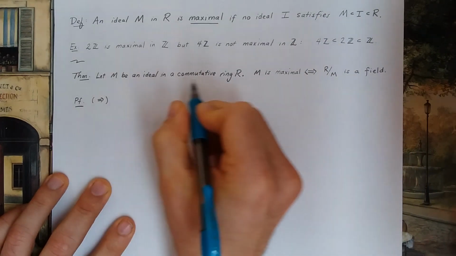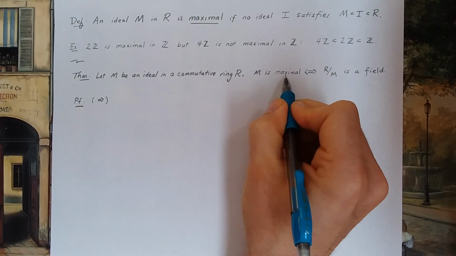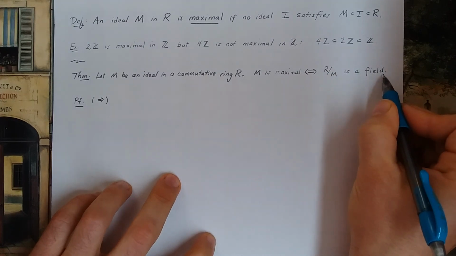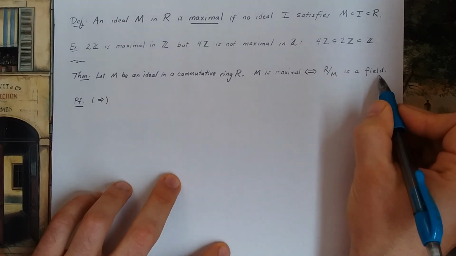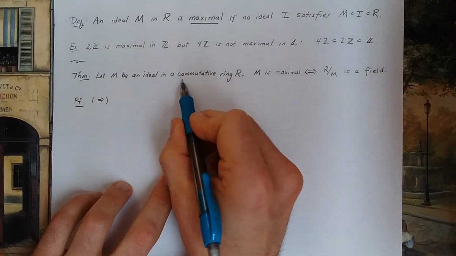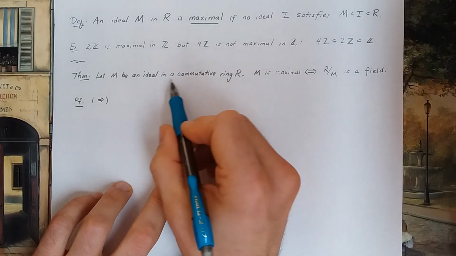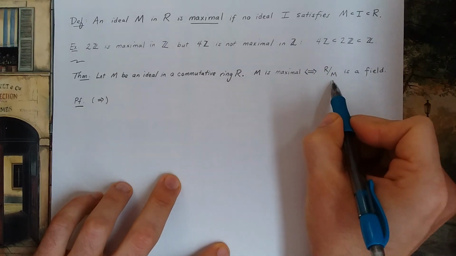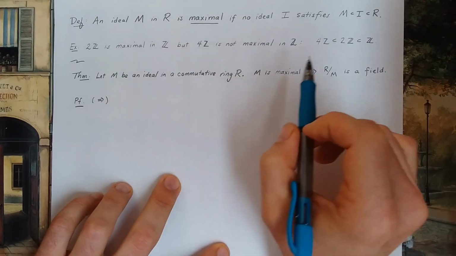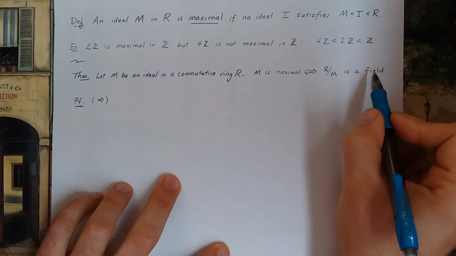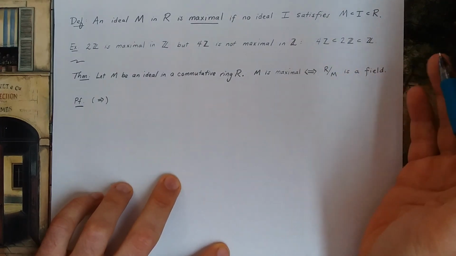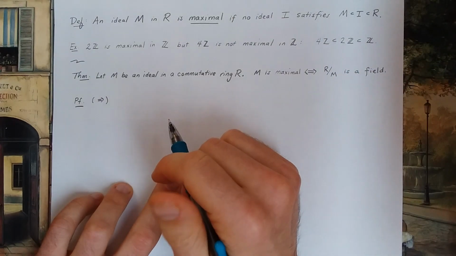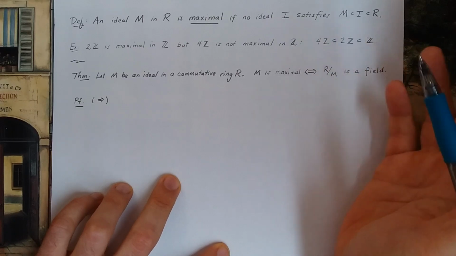Let's go the forward direction. First, assume M is maximal. So I want to prove that the factor ring is a field. Let's remember what a field is. A field has to be a commutative ring. But since R is commutative, multiplication in the factor ring is also commutative. So I have a commutative ring. A field also has to be a division ring. That means every non-zero element has an inverse. So in order to prove that this is a field, that's what I need to do.